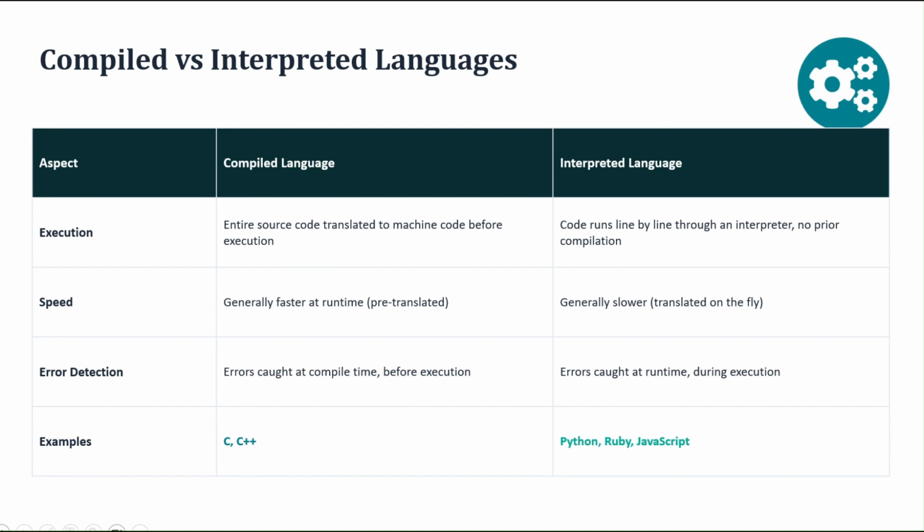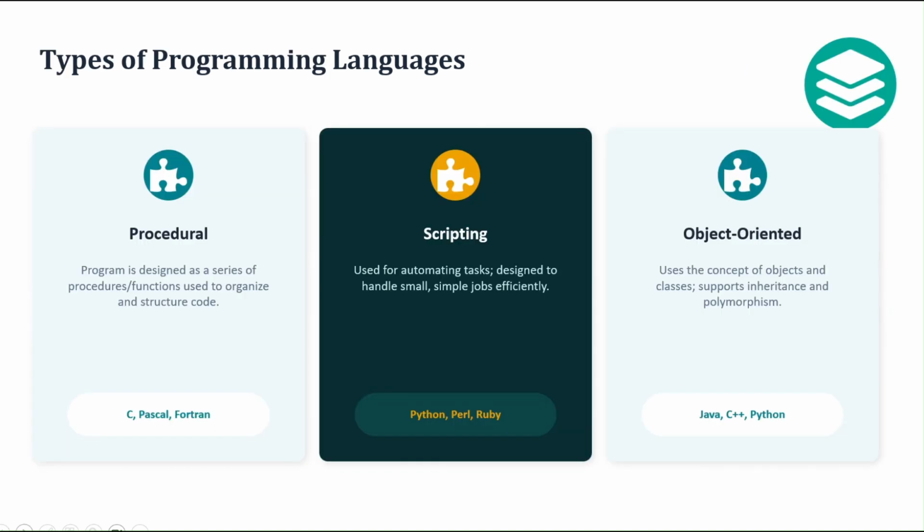Now, programming languages also have different styles or paradigms. Three main ones you need to know. Procedural. Code is written as a series of functions or steps executed one after another. Think C, Pascal, Fortran, like a recipe: step 1, step 2, step 3. Scripting, designed for automating small tasks quickly and efficiently. Python, Perl, Ruby, great for automation, web scraping, quick scripts.